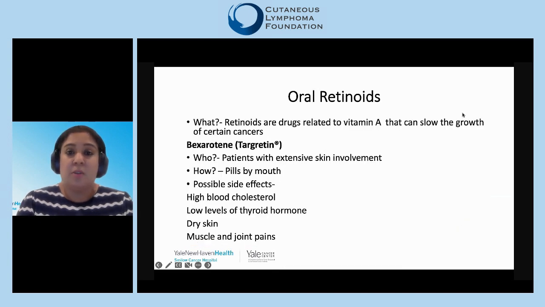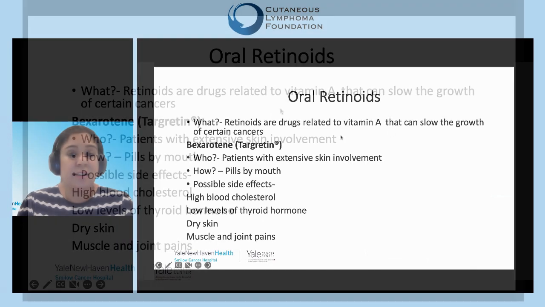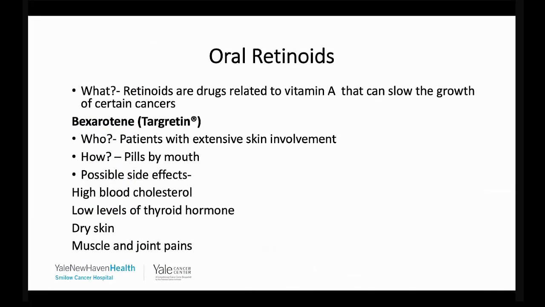So next, I'm going to talk about oral retinoids. So what are retinoids? Retinoids are cancer drugs that are related to vitamin A, and they can slow the growth of certain cancers, including cutaneous T-cell lymphomas. There are different kinds of retinoids available in the market for different conditions. The one that is approved for CTCL is called bexarotene, and the trade name for that is Targretin. So who do we use it for? It's for patients with extensive skin involvement. It's given by mouth. The possible side effects are high blood cholesterol, low levels of thyroid hormone, dry skin, and muscle and joint pains.